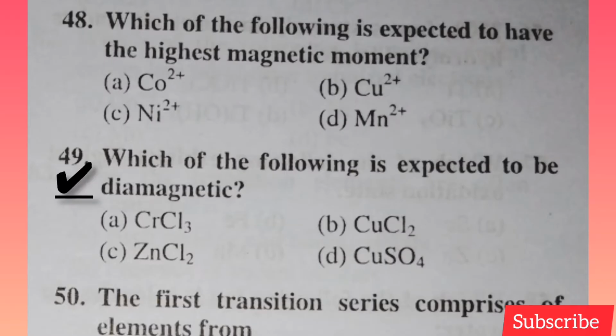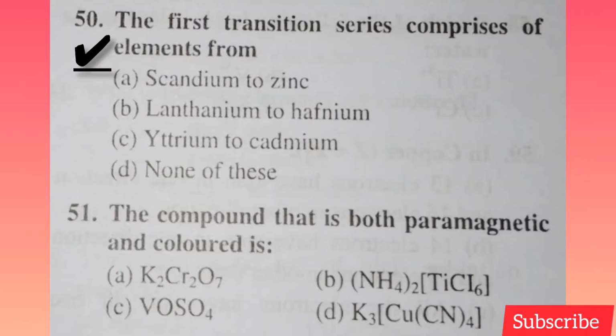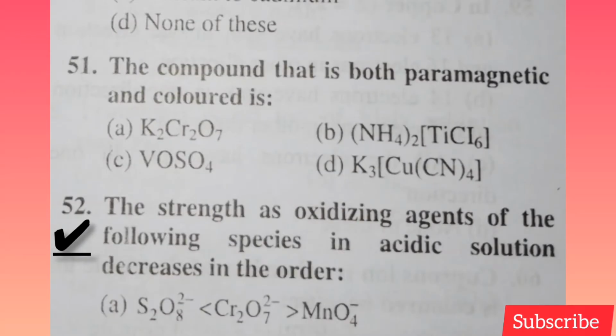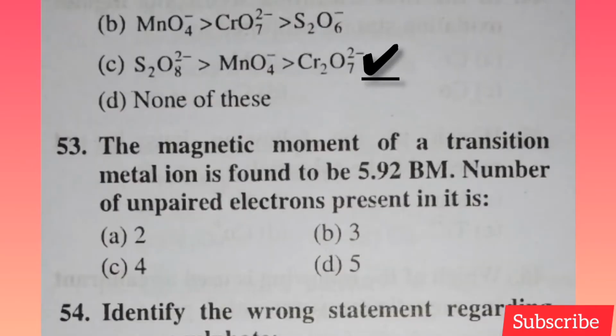Which of the following is expected to be diamagnetic? Option C is correct, ZnCl2. The first transition series elements from scandium to zinc, option A is correct. The compound that is both paramagnetic and colored is, option C is correct. The strength as oxidizing agent of the following species in acidic solution decreases in the order, option C is correct. The magnetic moment of a transition metal ion is found to be 5.92 BM.